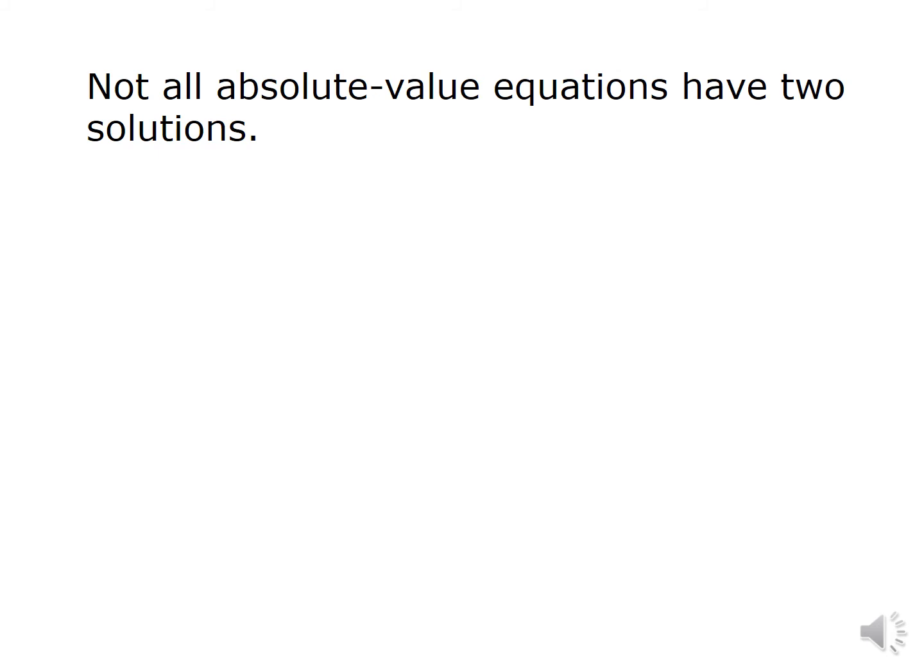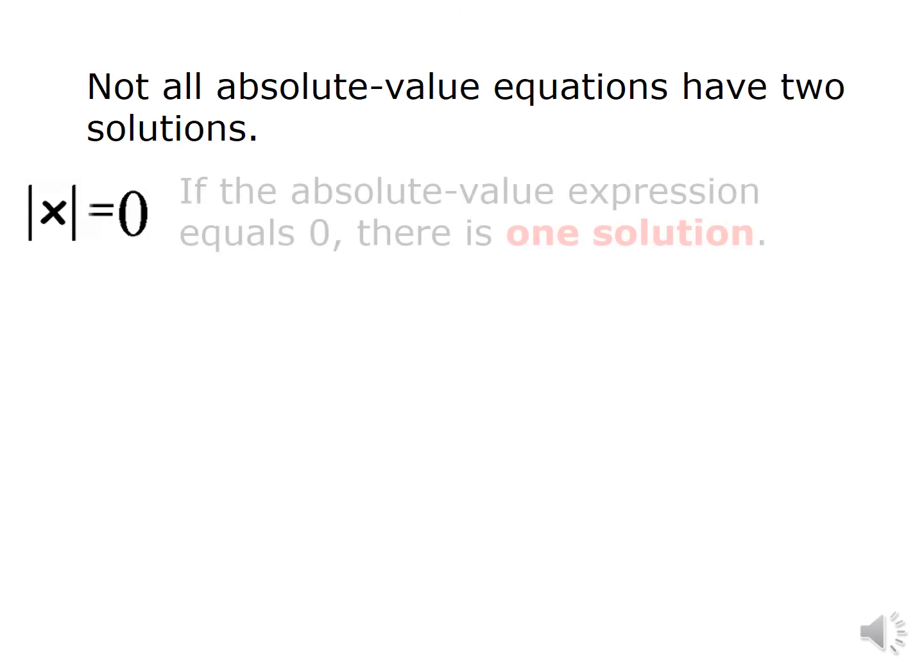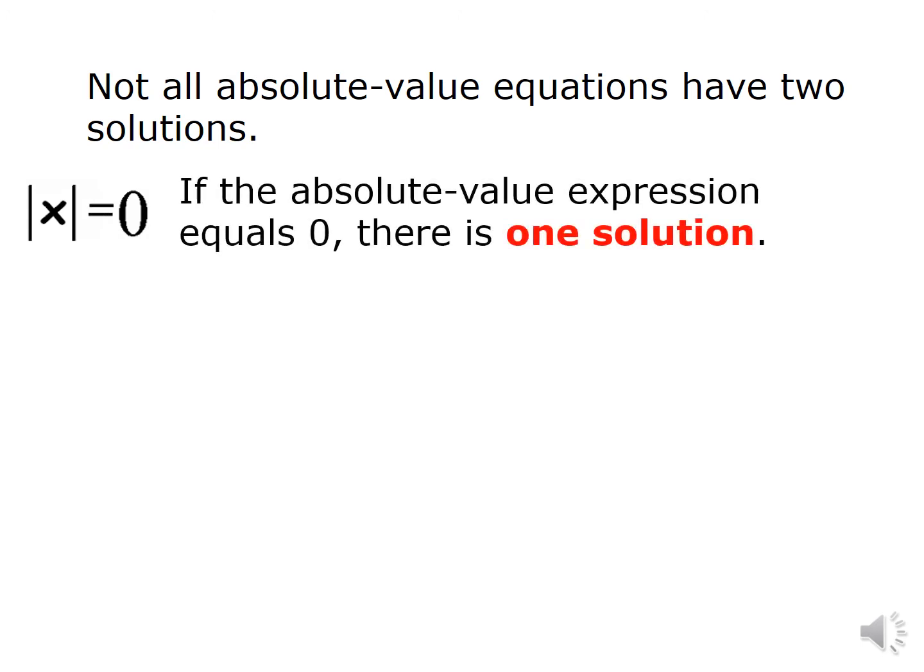So, not all absolute value equations have two solutions. For example, if you have an absolute value equals 0, then there's only going to be one solution. So think about that. We can't split it into x equals plus 0 or minus 0. We just solve for x, setting whatever is inside the absolute value symbol equal to 0. Okay, and I just discussed that.